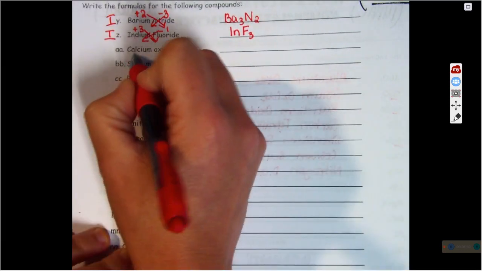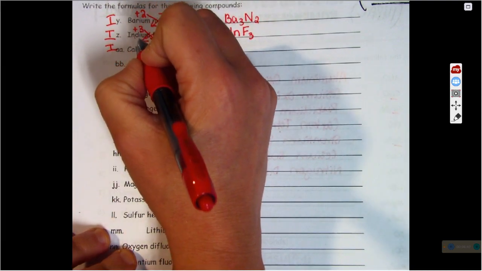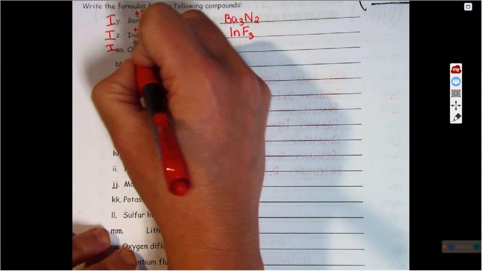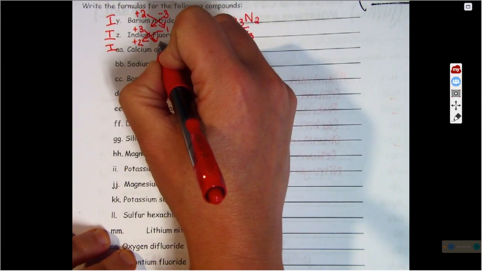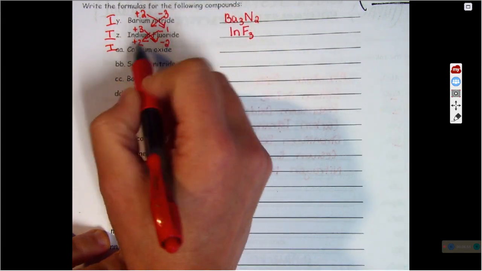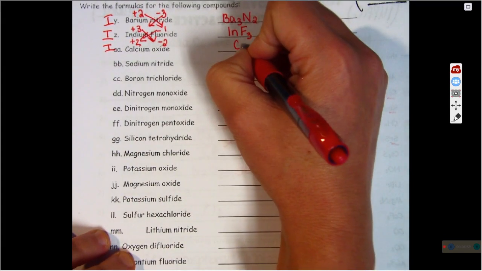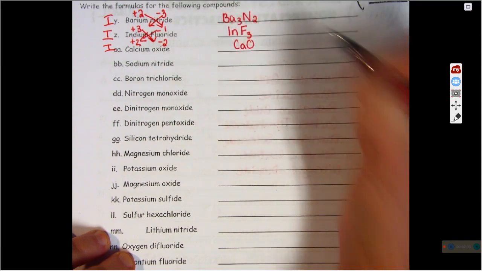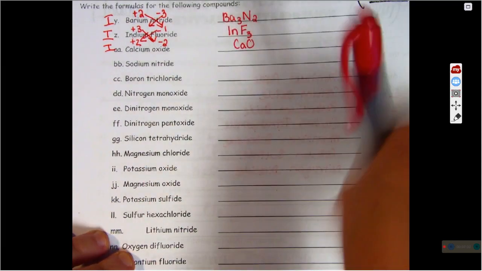Calcium oxide. Calcium is a metal, so that is also ionic. Calcium is in group 2, it's a positive 2 charge. Oxygen is in group 16 and has a negative 2 charge. Remember, when it is ionic, if they have equal and opposite charges, we leave them off and we just write the symbol for calcium and the symbol for oxygen. Be sure yours are easily readable.